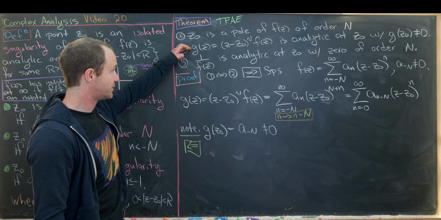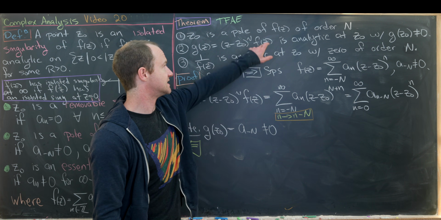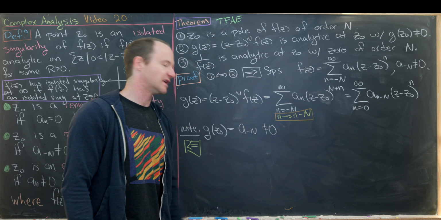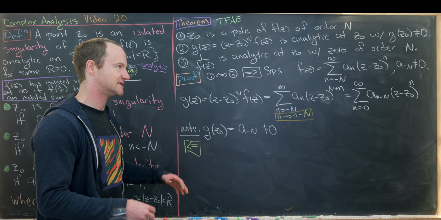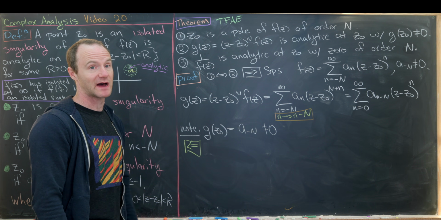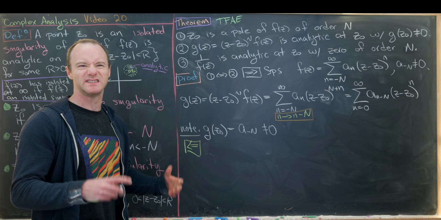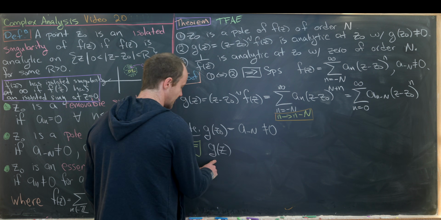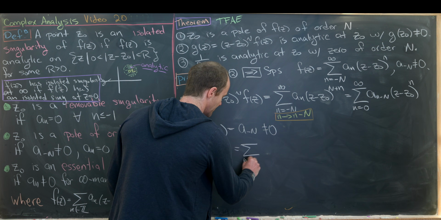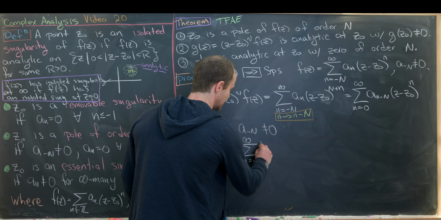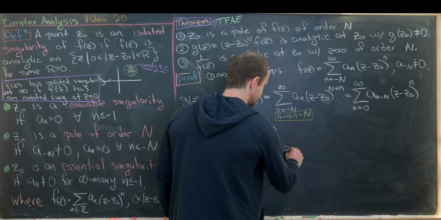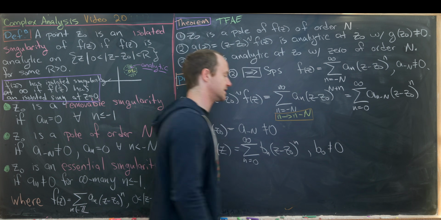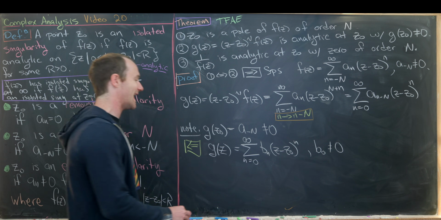So we're going to start by supposing that g of z, which is z minus z naught to the n times f of z, is analytic at z naught and it's non-zero at z naught. But if it's analytic at z naught and non-zero there, that means it has a Taylor series expansion about z naught, where the first term, or the 0th term, if you will, is non-zero. So to put that all down, we've got g of z is equal to the sum, as n goes from 0 up to infinity, of b sub n, and then z minus z naught to the n, where b sub 0 is non-zero.